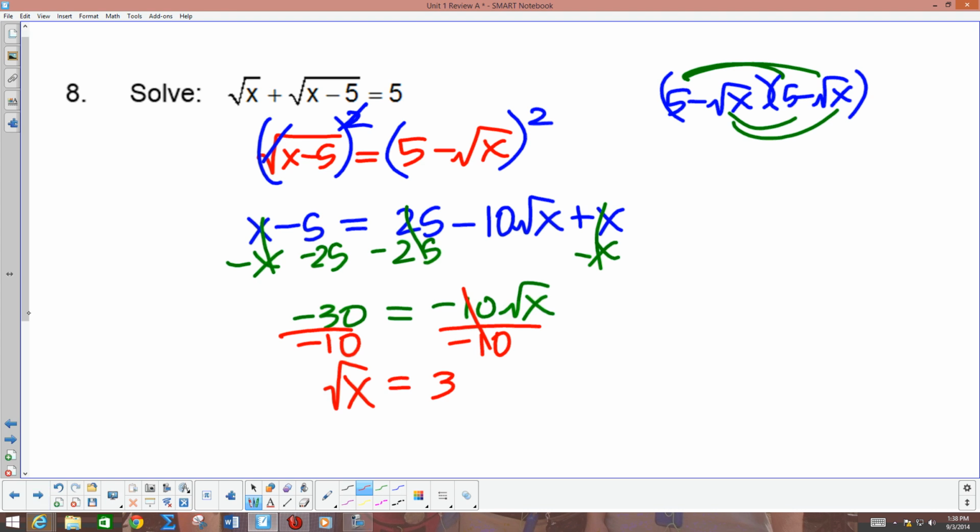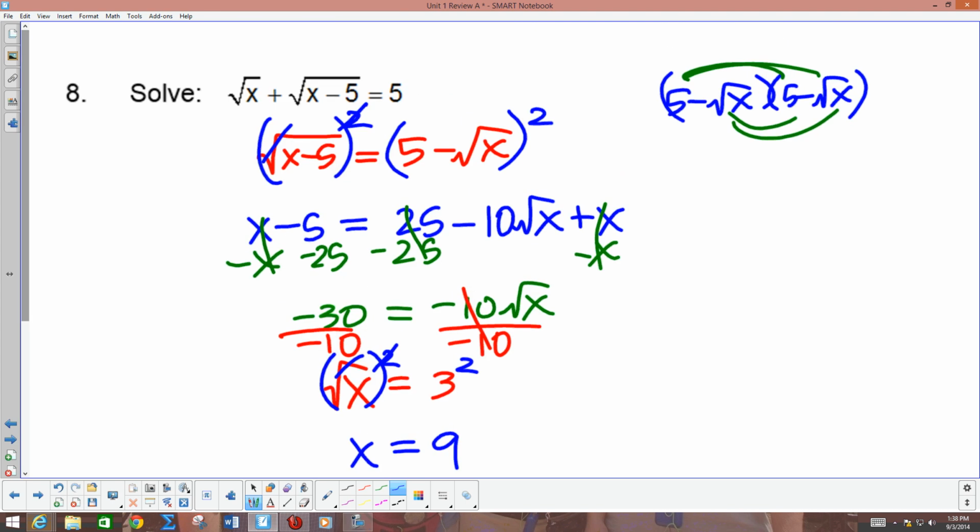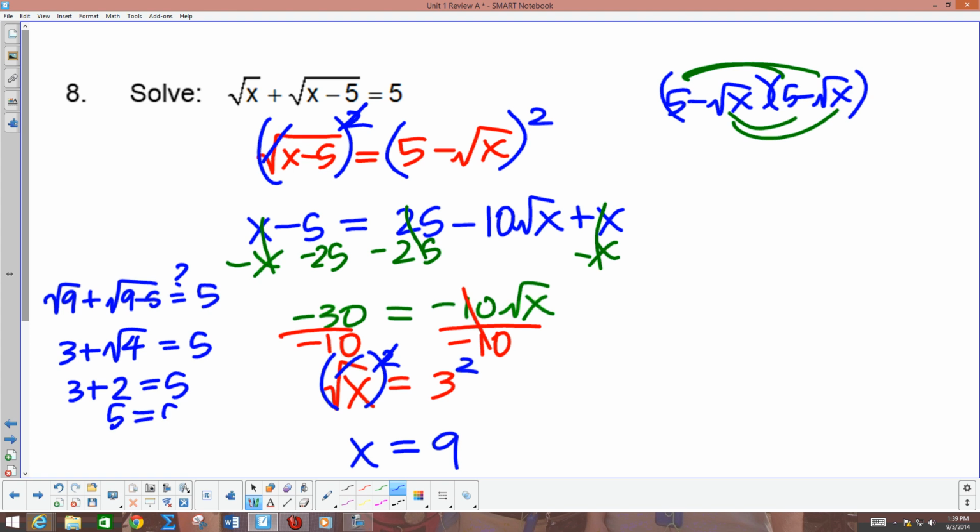And now how do I get rid of that radical? I'm going to square this side and square this side. So x is equal to 9. So I need to go back in and I can check my answer. So I have the square root of 9 plus the square root of 9 minus 5, and I'm checking to see is that equal to 5. So that's 3 plus 9 minus 5 is 4. Is that equal to 5? And so what is the square root of 4? That is 2. And so is 5 equal to 5? Yes, it is. So my answer is okay.